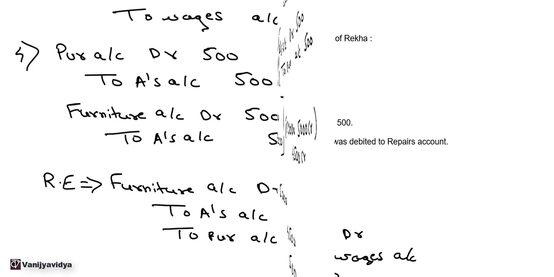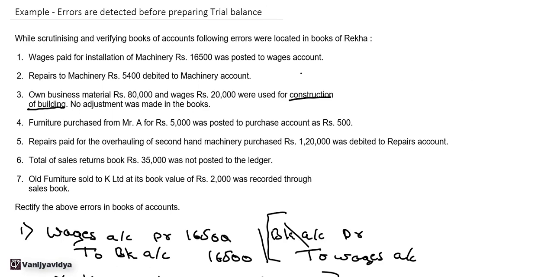Now the next one. Fifth, repairs paid for overhauling of second-hand machinery purchase rupees 1,20,000 was debited to repairs account. Again, this is an error of principle. Now there are repairs which were paid for second-hand machinery. When you say overhauling, it means it has increased some efficiency of the machinery. So when these repairs were paid, what is done is second hand machinery is purchased, then there are repairs which are done for it, and then it is being brought to use in your factory or in your business.